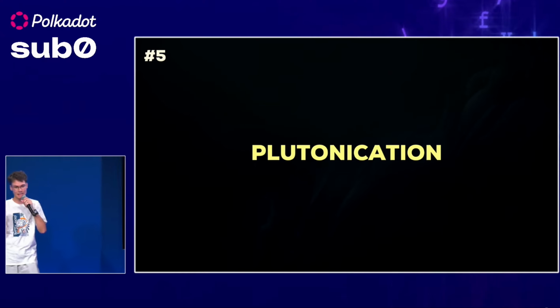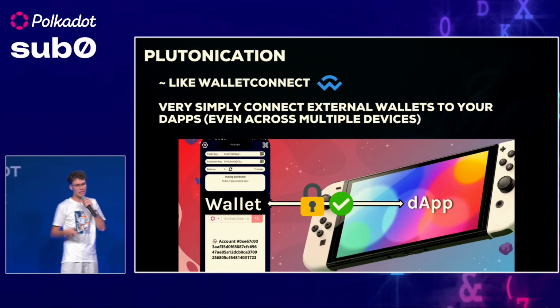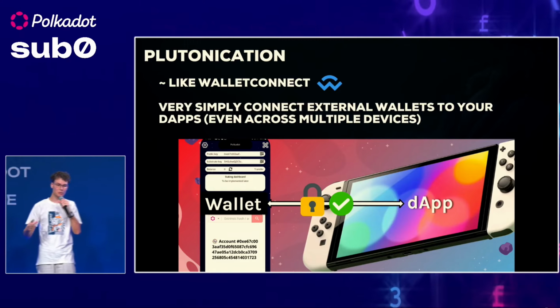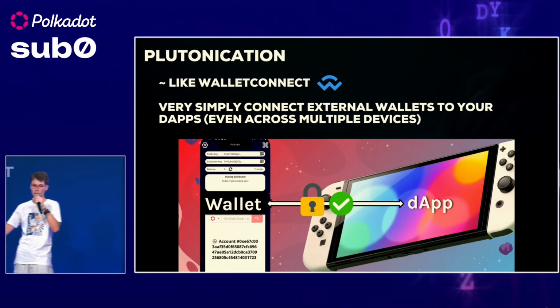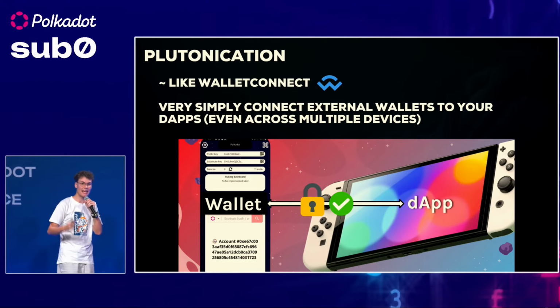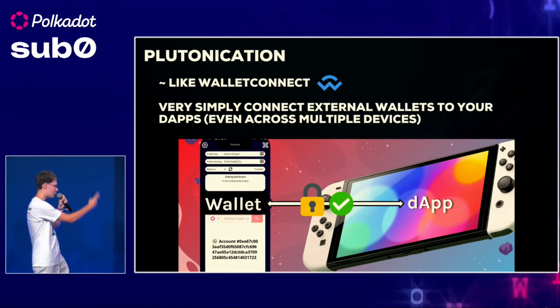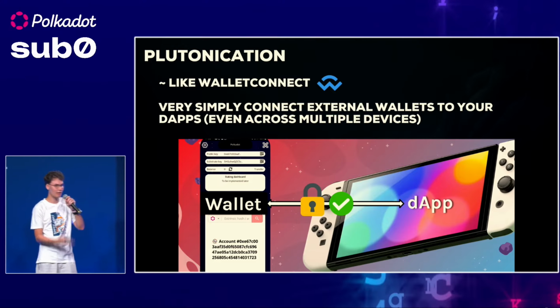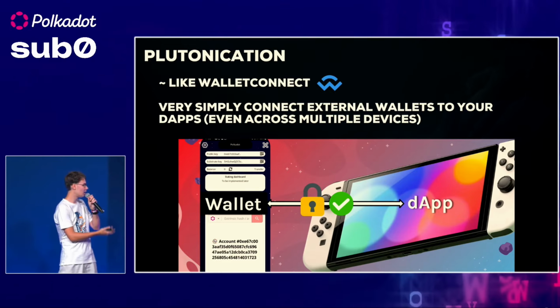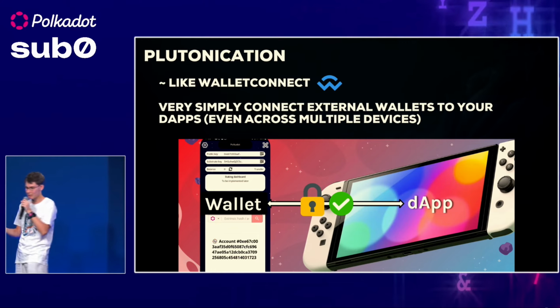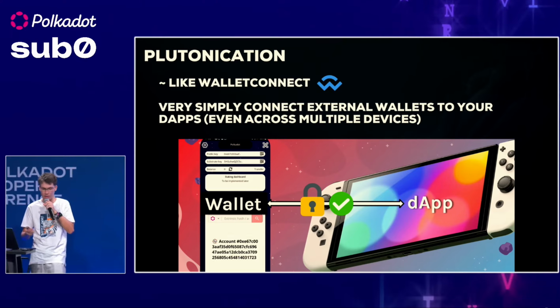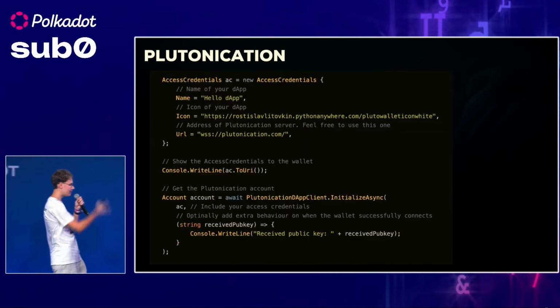The first one is Plutonication. It's like Wallet Connect. It allows you to very simply connect any external wallets to your dApps, and it even works across multiple devices. So you might have a wallet on your phone and then a dApp on some foreign device, like Nintendo Switch, for example, or some gaming console. And you can very easily add it.